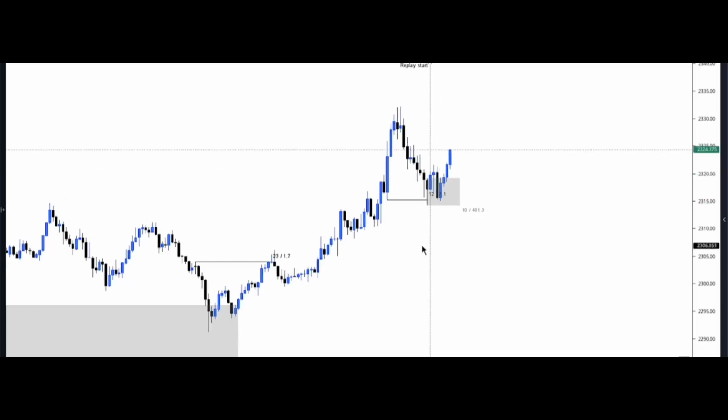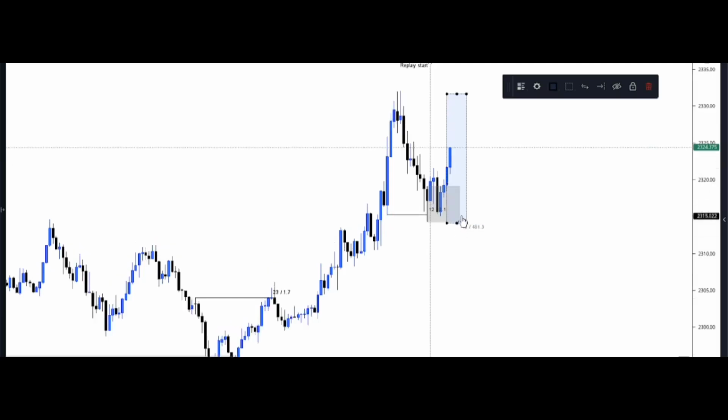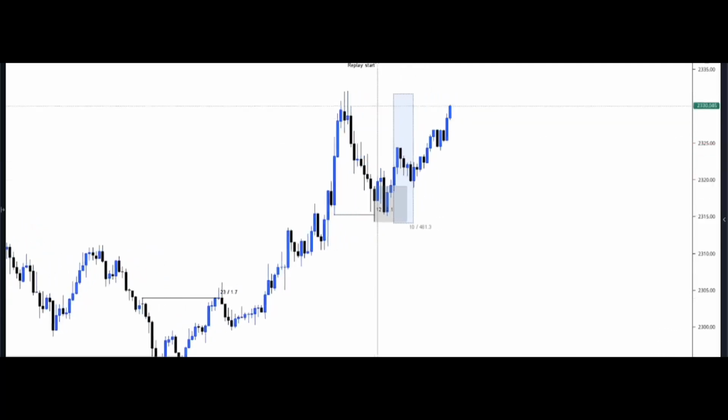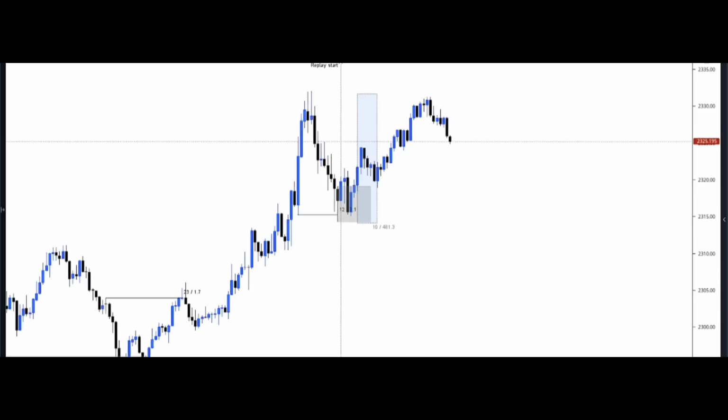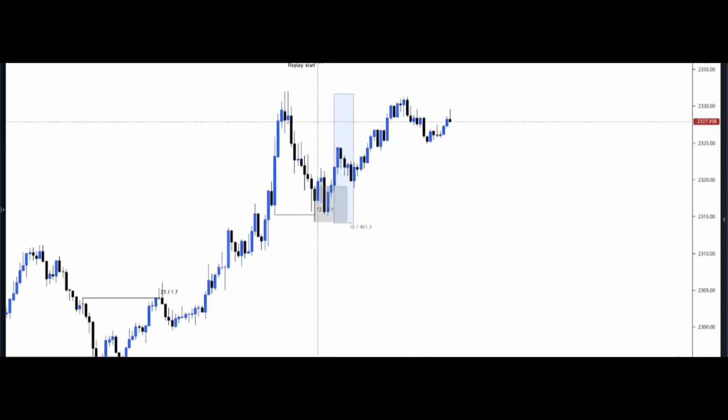Now, price has taken us into the market. Let's frame this trade. This is our target and our low. So that's our low, that's our stop loss, and here is our target. Okay, so as you can see, I think price has smashed our take profit here. And so let's continue to see what happens in the market.